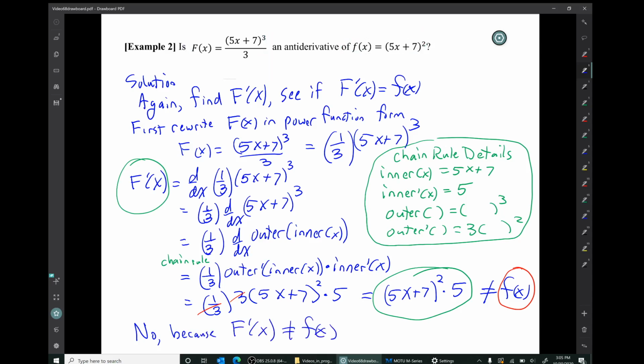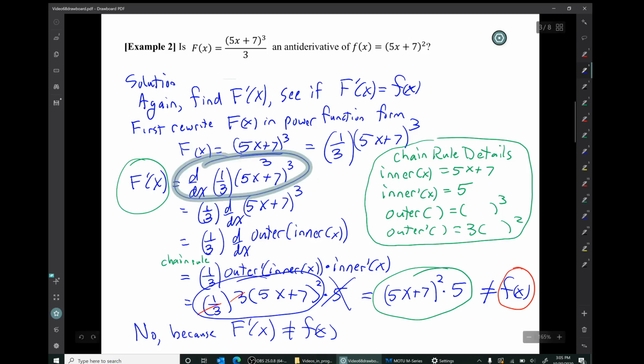Notice that our derivative involved the chain rule. So if you made the mistake of finding the derivative incorrectly, if you didn't realize that you needed to use the chain rule, it's possible to reach the wrong conclusion in a problem like this. If you forgot about the chain rule and you just said that the derivative of this was equal to this without the 5, well, then you would have said, oh, it is an antiderivative. Capital F is an antiderivative. So the key in these antiderivative questions is to make sure that you find the derivatives correctly.